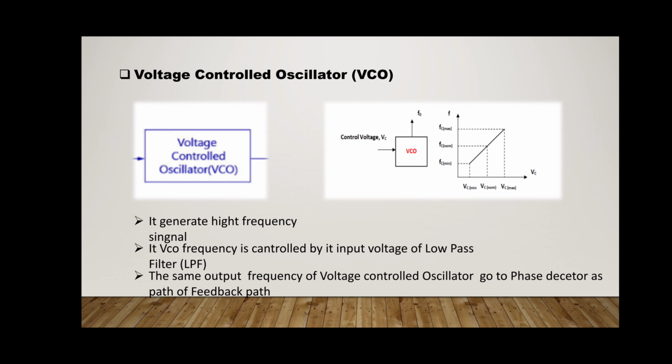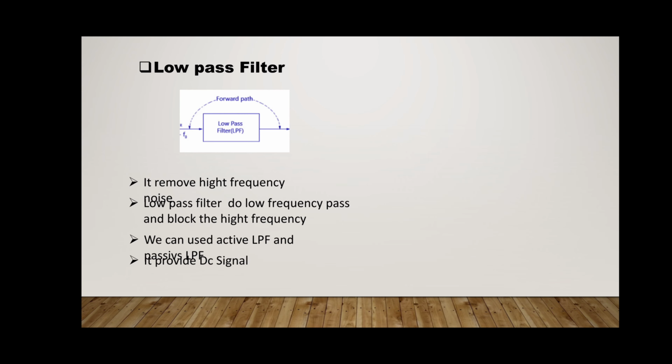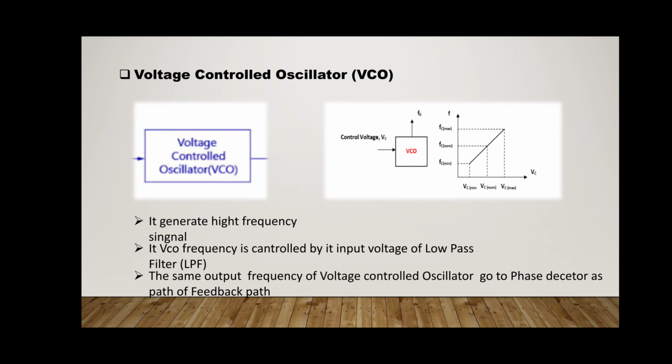The VCO generates a high frequency signal, and the VCO frequency is controlled by the input voltage from the LPF, low pass filter. As shown in the figure, VC stands for the input voltage coming from the LPF. Whenever we increase VC, the output F0 increases like this, and whenever we decrease VC, the output frequency F0 decreases.